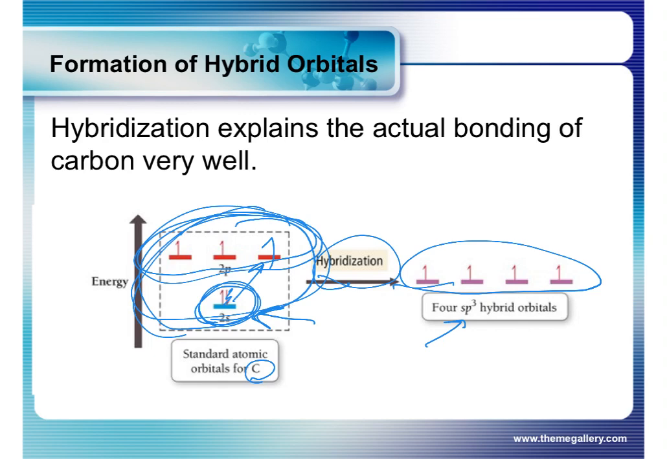And the hybrid orbitals are named. The name tells you exactly how many of each type of atomic orbital they came from. So you can see that sp3 has 1 s orbital and it has 3 p orbitals. Okay? So that's what it was made from.